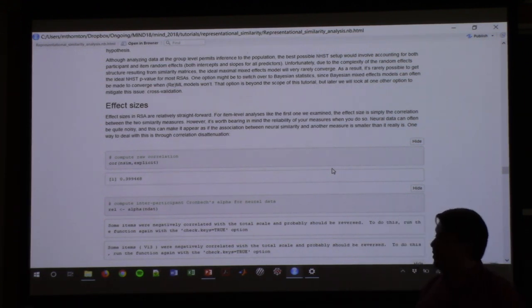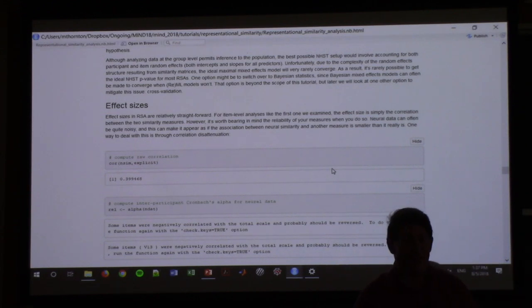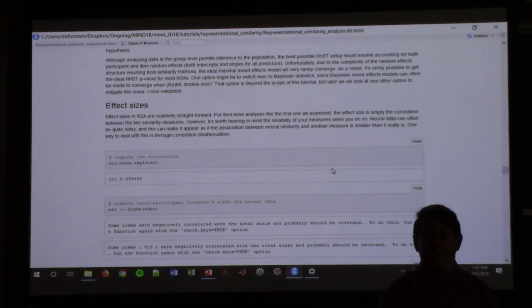So one approach would be to switch over to using Bayesian statistics to estimate your mixed effects models. It's a lot more tractable to do that with just a representational similarity matrix than with the entire GLM of a whole study.